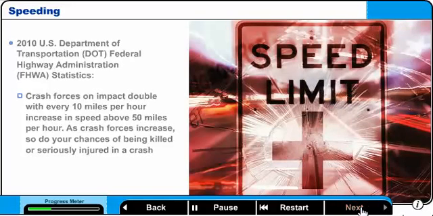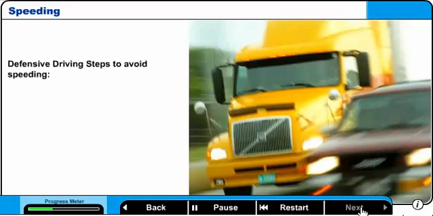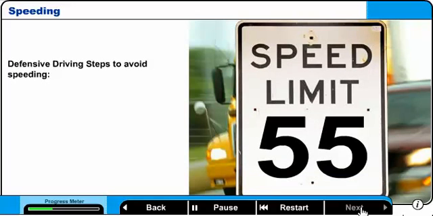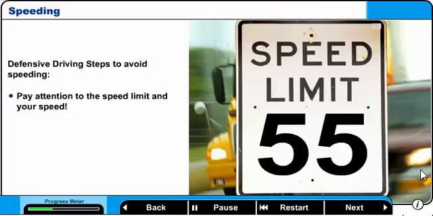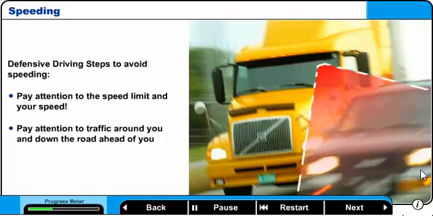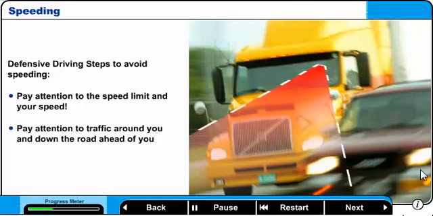So what can you do about speeding? The good news is that your speed is something you can control easily. Speed limits vary by state and locale, so you must pay attention to the speed limit where you are and be aware of how fast you are traveling at all times. Also pay attention to traffic around you and down the road ahead of you so that you can react in time when you need to reduce or increase your speed.